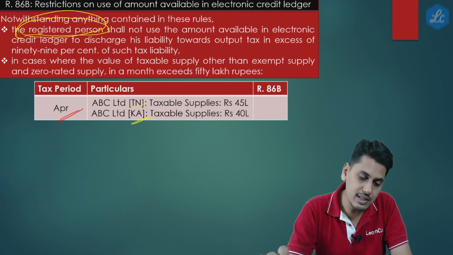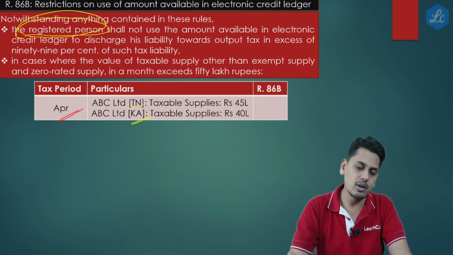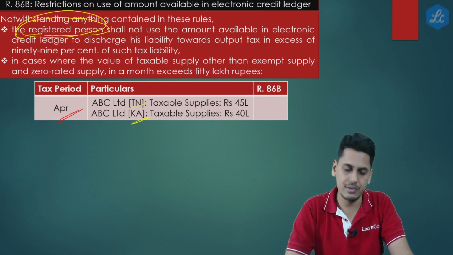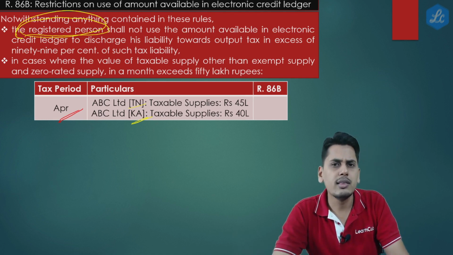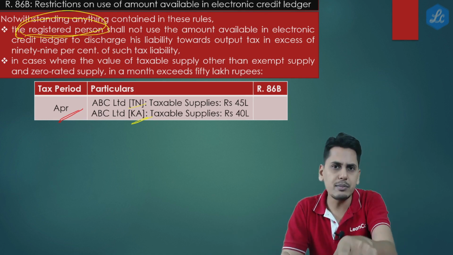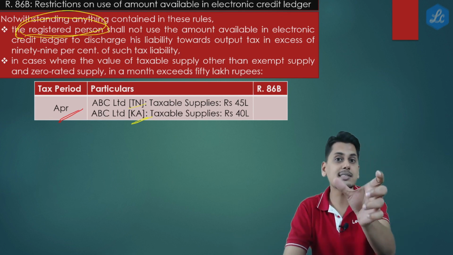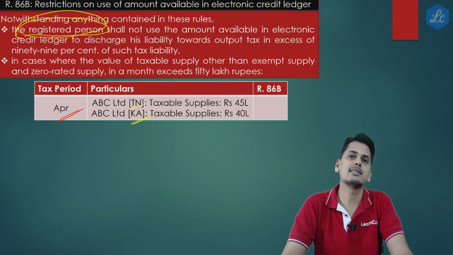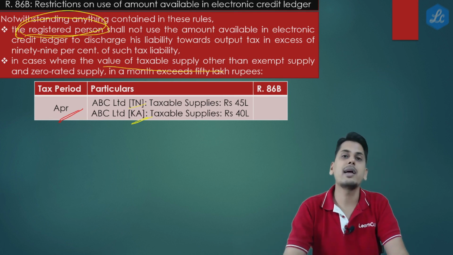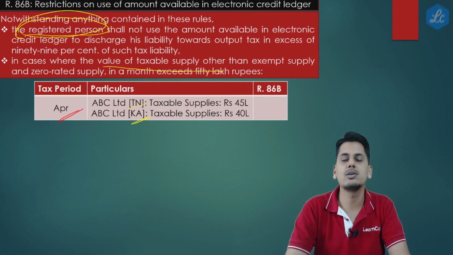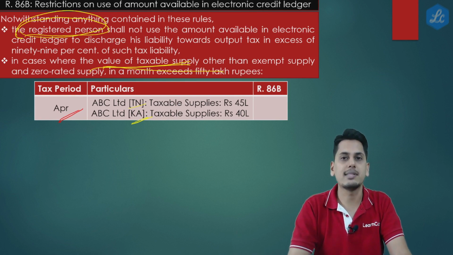The registered person shall not use the amount available in the electronic credit ledger to discharge his liability towards output tax in excess of 99% of such tax liability in cases where the aggregate turnover other than exempt supply and zero rated supply crosses 50 lakh rupees? Does it use the wordings aggregate turnover? The answer is no. It uses the wordings where the value of taxable supplies other than exempt supplies and zero rated supplies. So friends, what is meant by value of taxable supply?